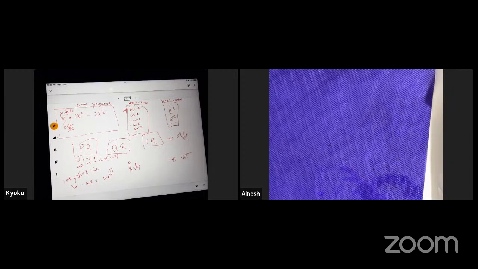So I'm just preventing bad habits from happening, because I acknowledge in the end, these are memorization. It's very hard to tell our brain to stop memorizing stuff. Kyoko and Ainesh, do you understand? We cannot apply product rule here.